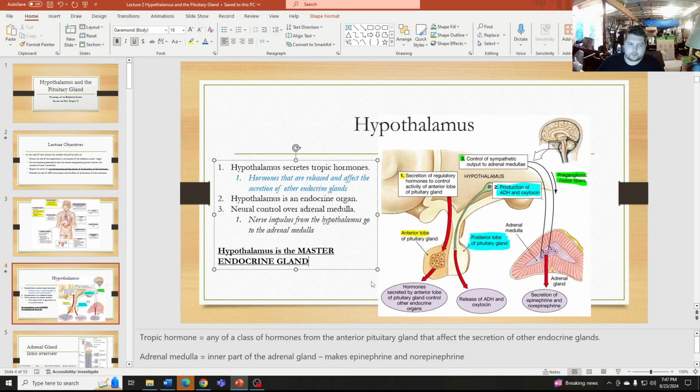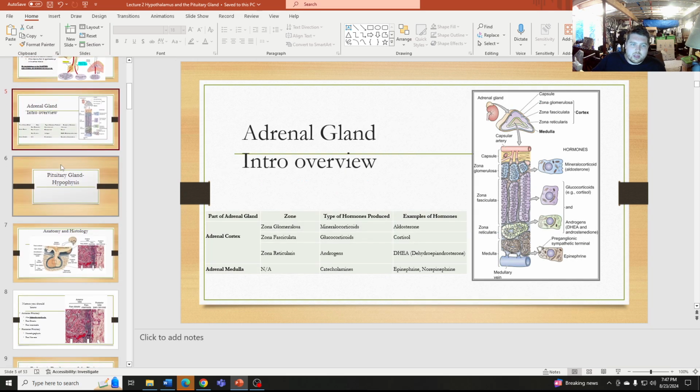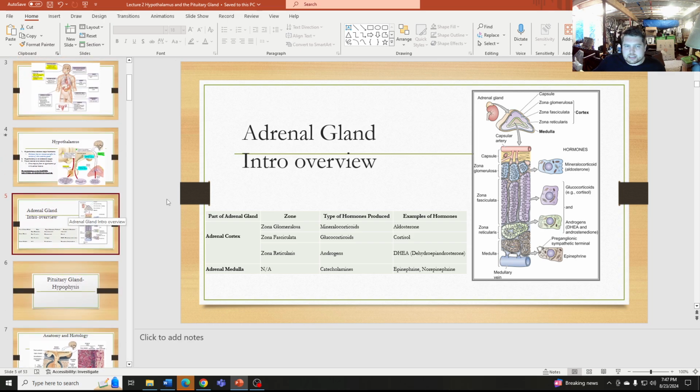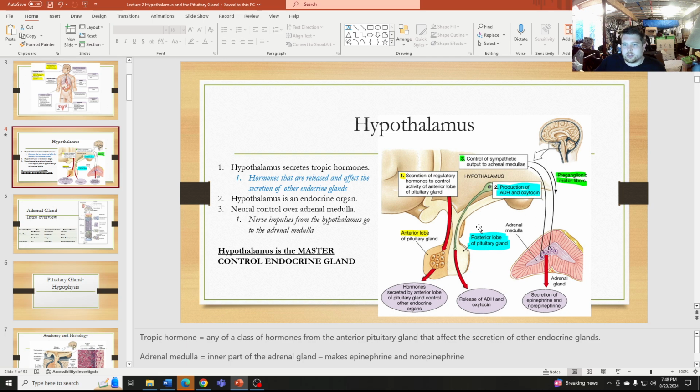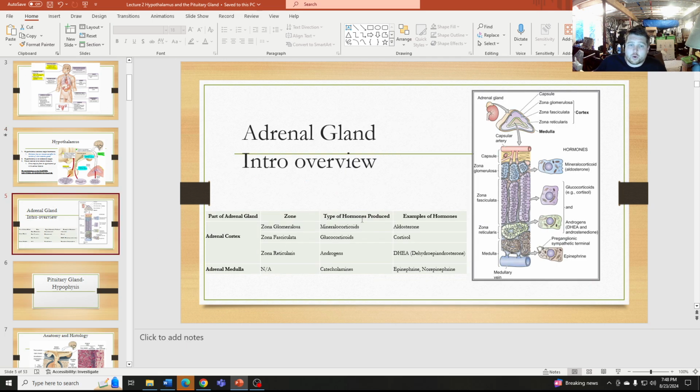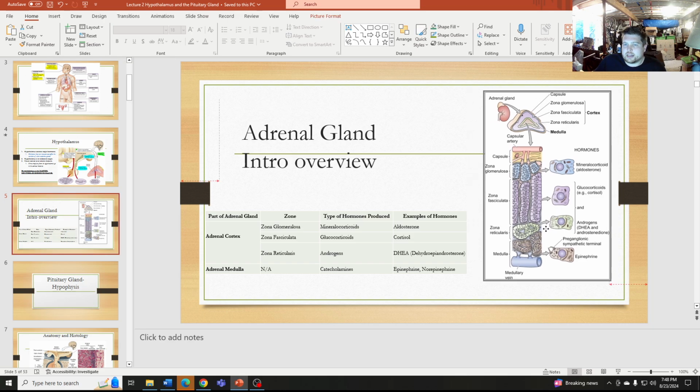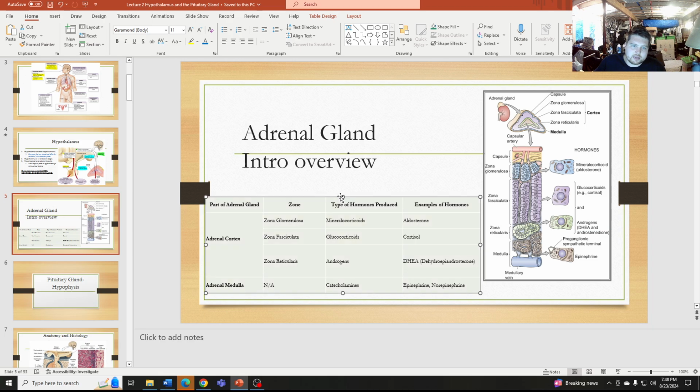Understand the hypothalamus is the master control endocrine gland. Okay, it's in charge of making sure that everything gets released in the proper amount, checking the concentration of all the different hormones in the blood, fine-tuning our levels to make sure we don't have too much or too little of anything going around in our systems. I added this in here mostly because with the adrenal gland, we're going to have a whole unit focusing on it, but this is something that is heavily tested on in exams, in board exams in the future as well.